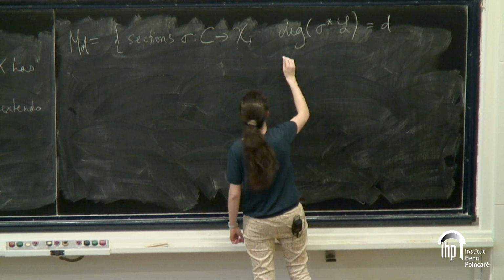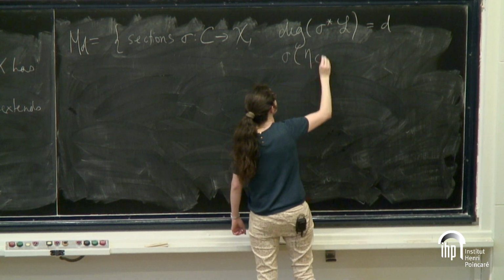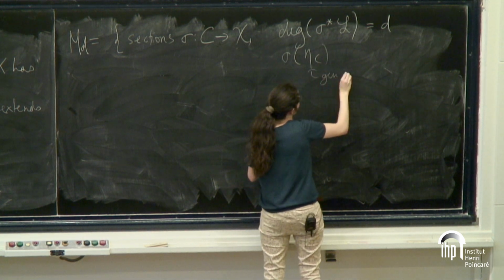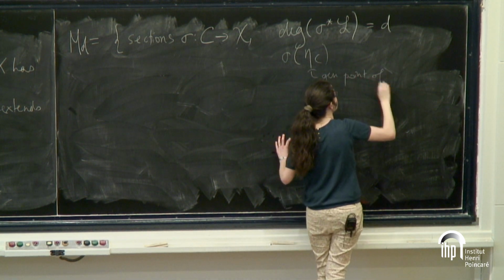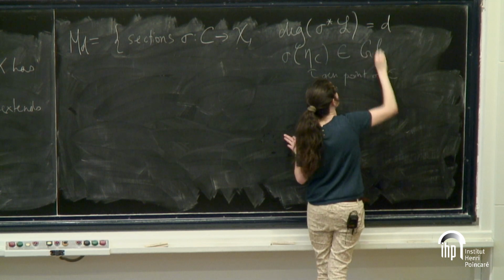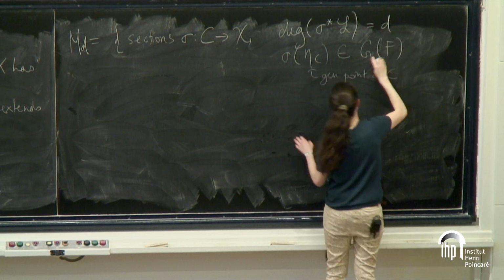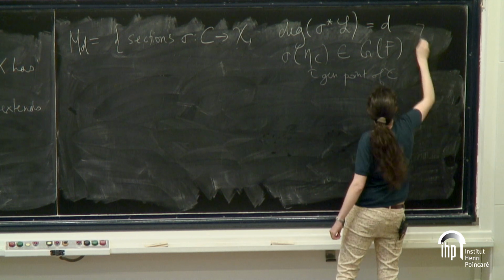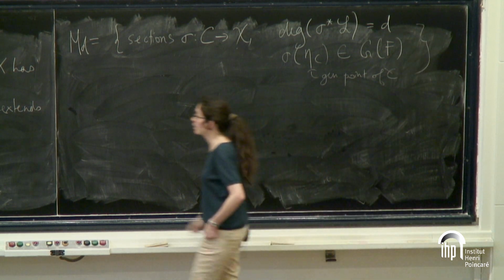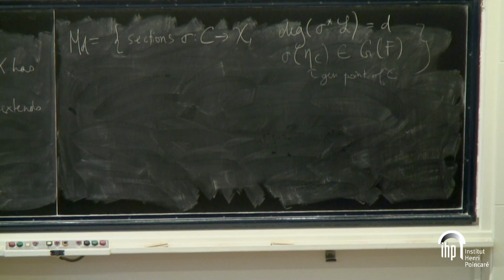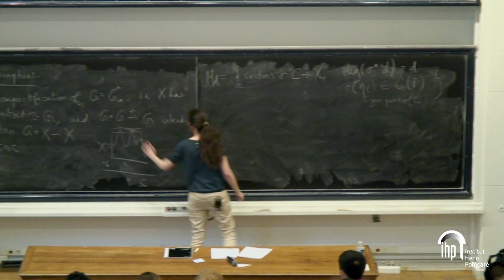And also, I want them to send the generic point of C into the open subset G, so that they correspond to rational points on G. Okay, so the picture is the following. I have X here with some things at infinity. Here is C, and I'm looking at sections like this that exit G only at a finite number of points.